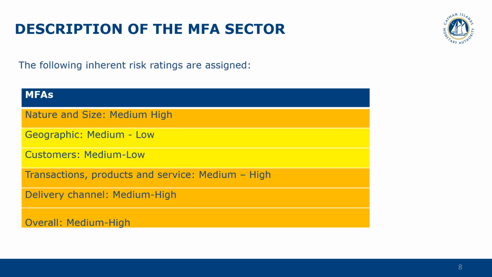So this slide shows a summary of those findings per inherent risk factor. So nature and size, medium high, geographic risk, medium low, customers, medium low, transactions, products and services, medium high, delivery channels, medium high, and the overall risk rating being medium high. And I'll go into describe the methodology behind each of those categories.